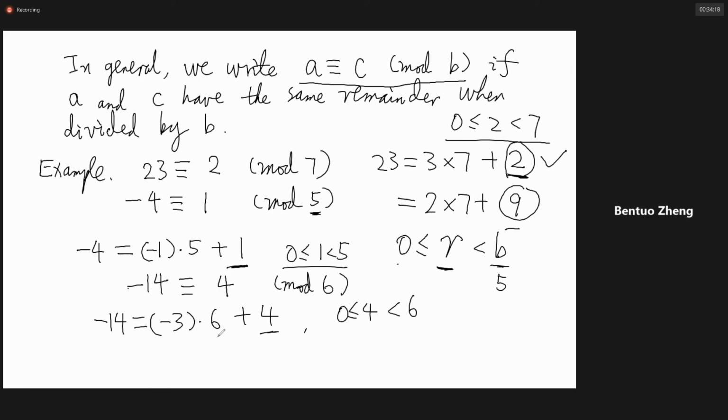Of course, you can also write it as negative 2 times 6 plus negative 2, but this negative 2 doesn't satisfy this inequality here. So negative 2 is not a remainder. You have to make sure the remainder is in this range. All right, so this is the example for this remainder theorem. Okay, so next we talk about the greatest common divisor.